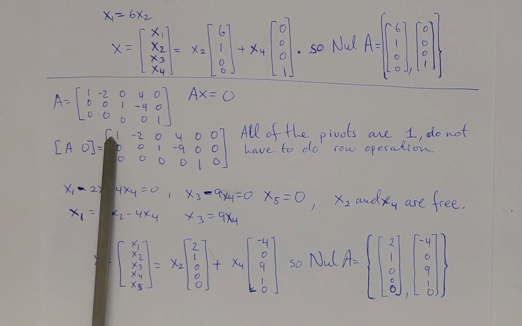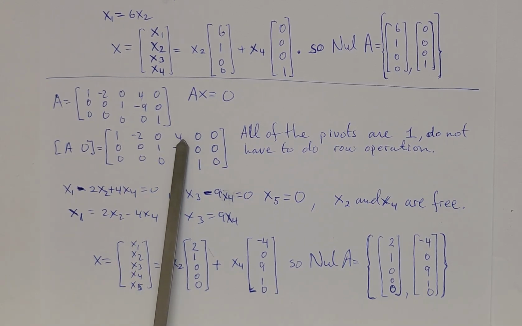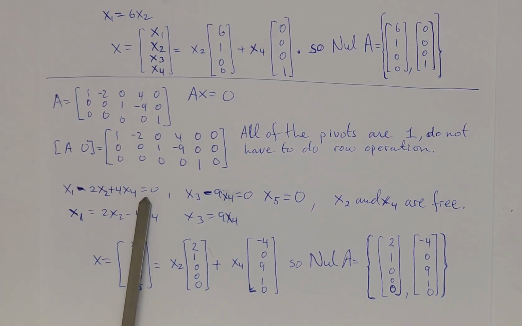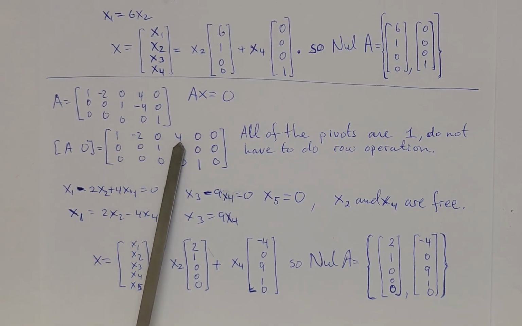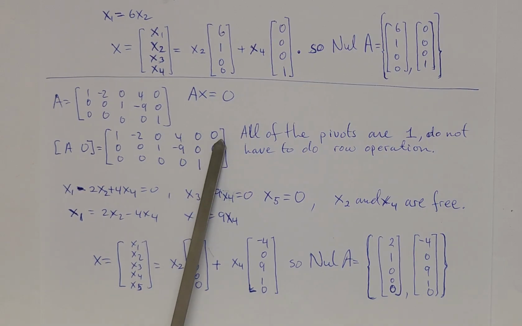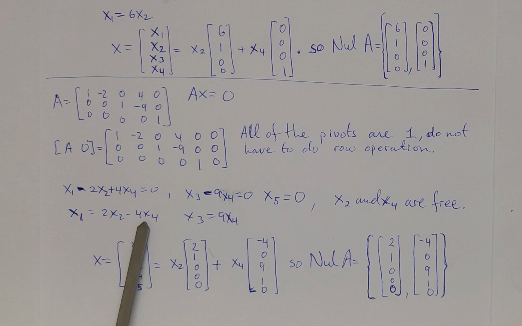So x1 minus 2x2 plus 4x4 equals 0, which I have here. Now solve for the first term. So bring the 2 over, bring the 4 over. So negative becomes positive, positive becomes negative. Next, this right here, there's nothing. So x2 is free. Because there's nothing here, x2 is free.